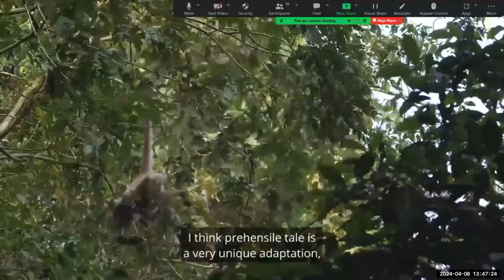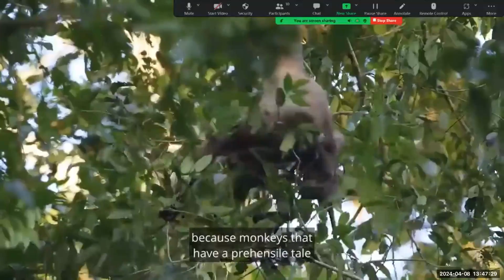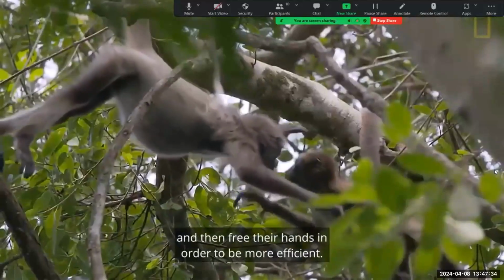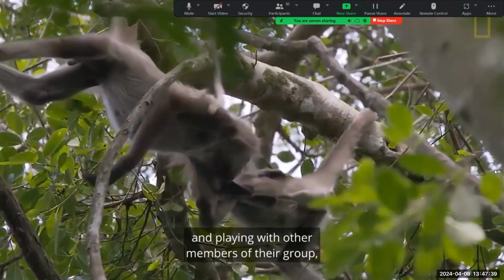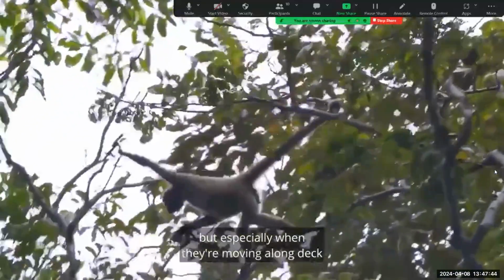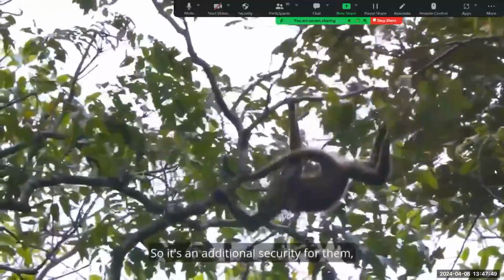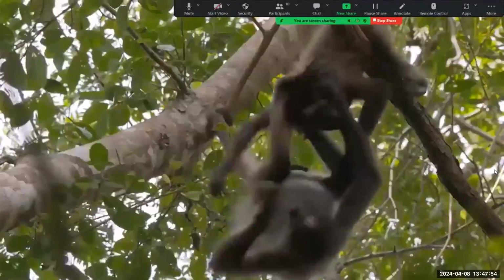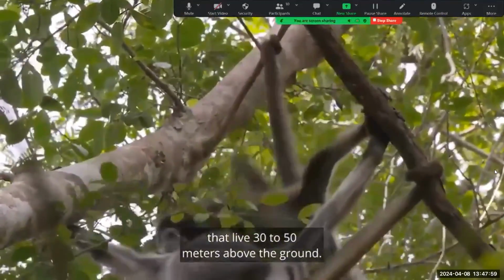I think prehensile tail is a very unique adaptation because monkeys that have a prehensile tail are able to hang from their tail while they're foraging and then free their hands in order to be more efficient. They can also hang from their tails while wrestling and playing with other members of the group, but especially when they're moving along or across the canopy, they're able to secure themselves while jumping from one tree to another. So it's an additional security for them, especially being large-bodied primates that live 30 to 50 meters above the ground.